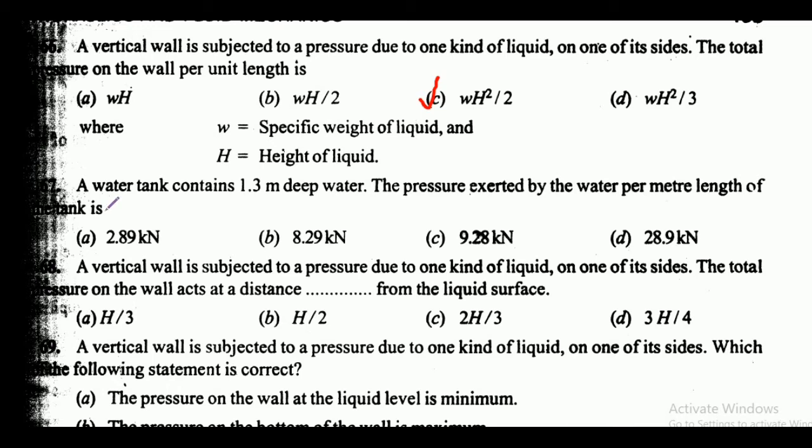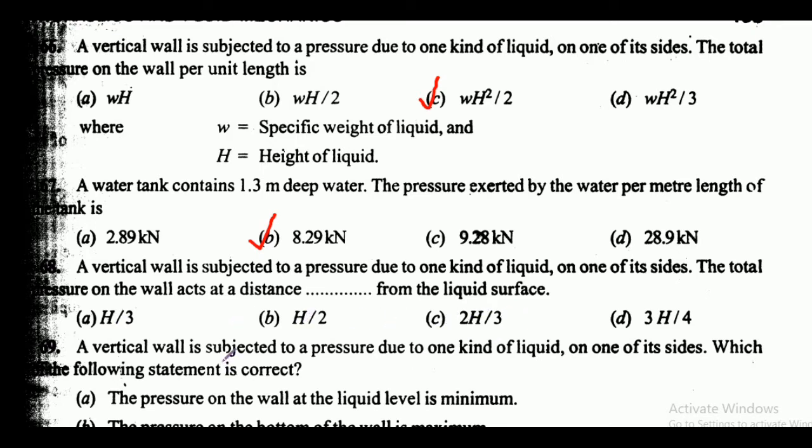Next is a water tank contains 1.3 meter deep water. The pressure exerted by the water per meter length of the tank is, here friends, these are the options, and here correct answer is option B, that is 8.29 kilonewton. Okay. Next is a vertical wall is subjected to a pressure due to one kind of liquid on one of its sides. The total pressure on the wall acts at a distance dash from the liquid surface.